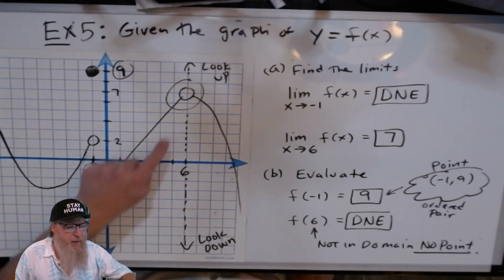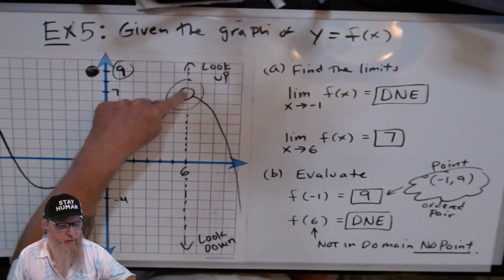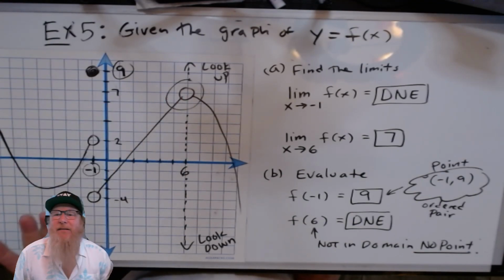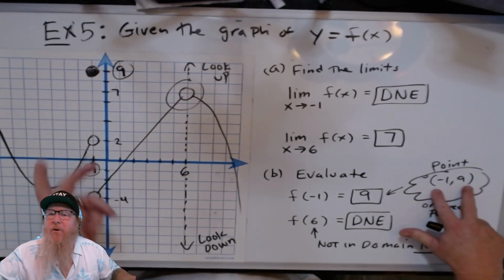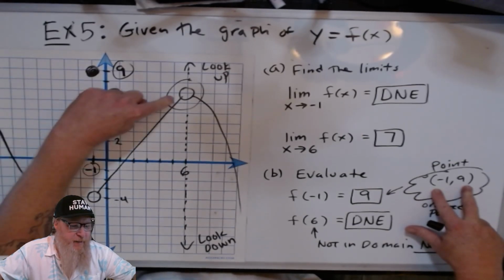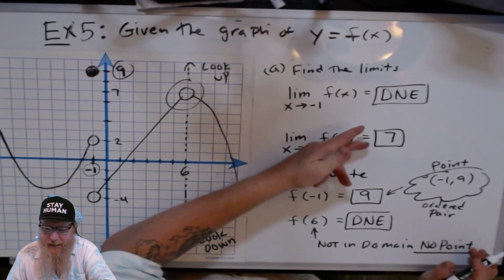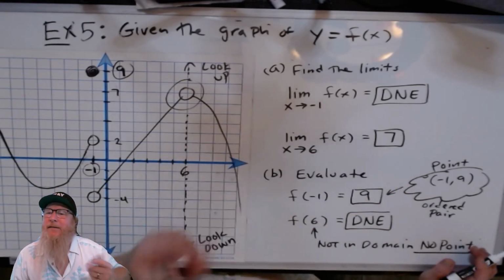And you might be like, well, what about the ordered pair 6, 7? Isn't that an ordered pair? No, it's not. Because in order to be an ordered pair, it must be a solid closed dot. This does not deserve an ordered pair. The limit exists, but the point does not.